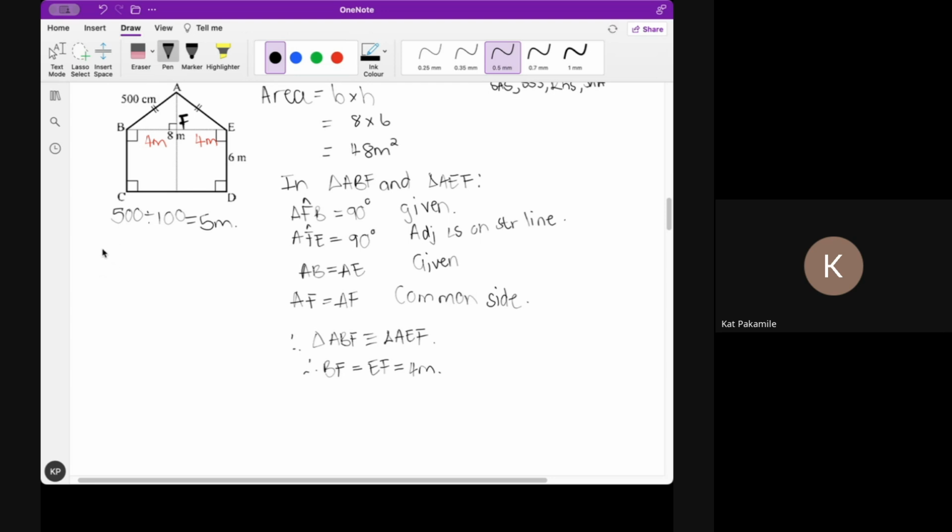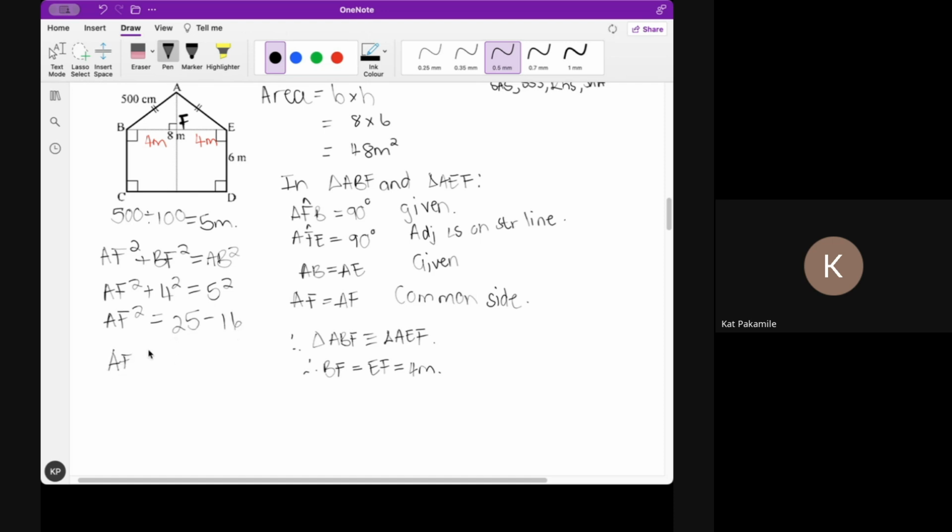So AF squared plus BF squared is equal to AB squared. AF is what we're looking for, so I'm going to keep it on that side, plus BF, which we now know is 4, is equal to 5 squared. This is the same Pythagoras we just did right above. Do you guys see that? It's literally the same thing because it ends up being 25 minus 16.